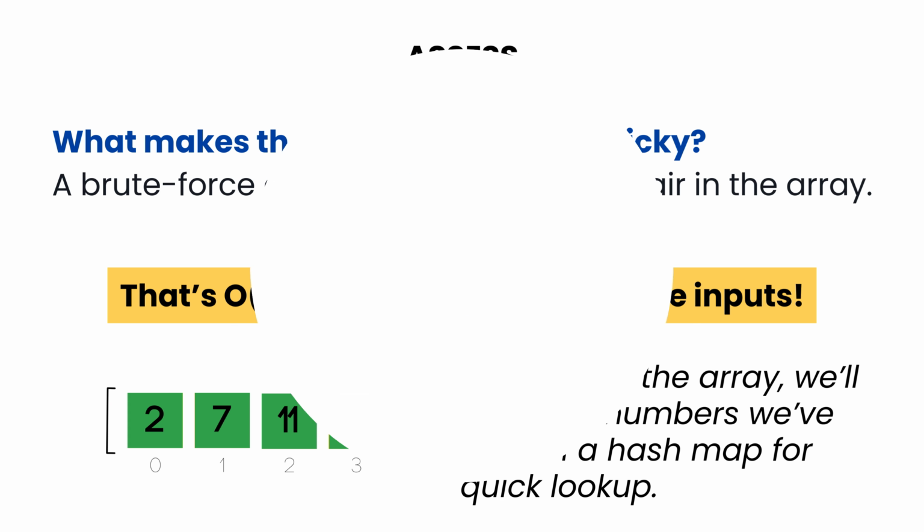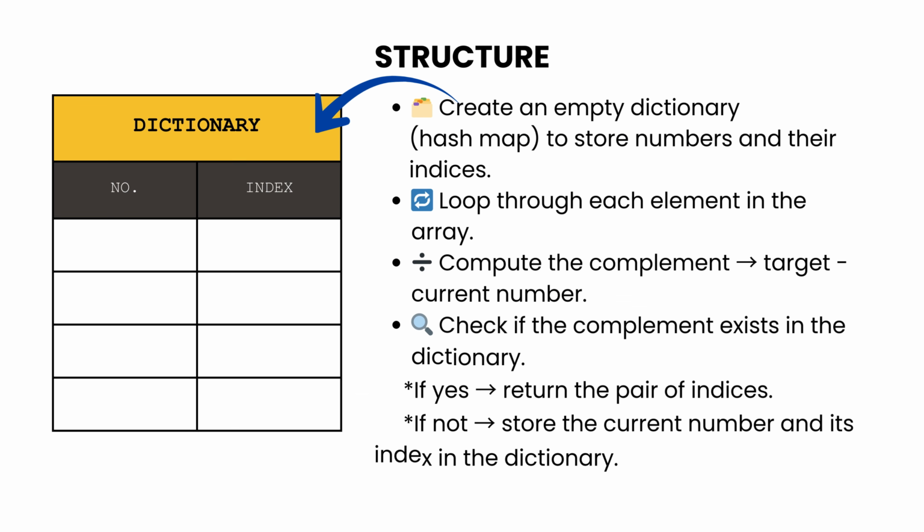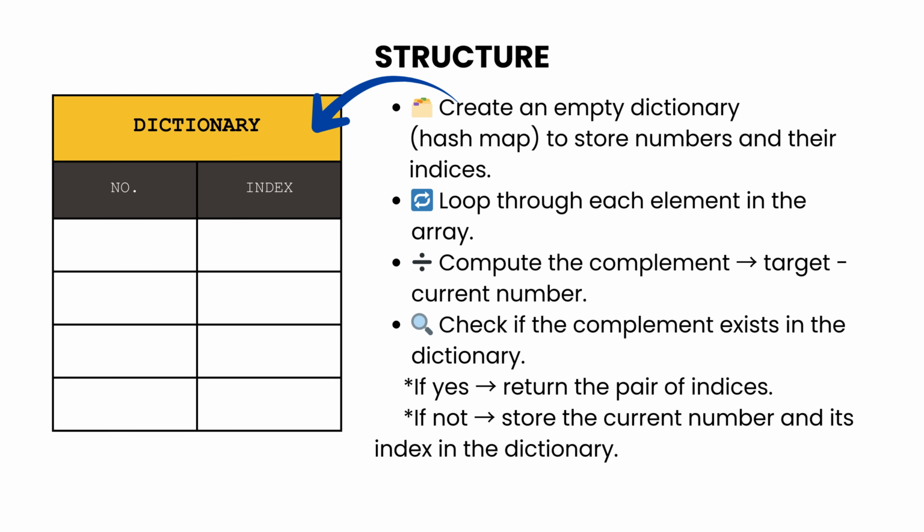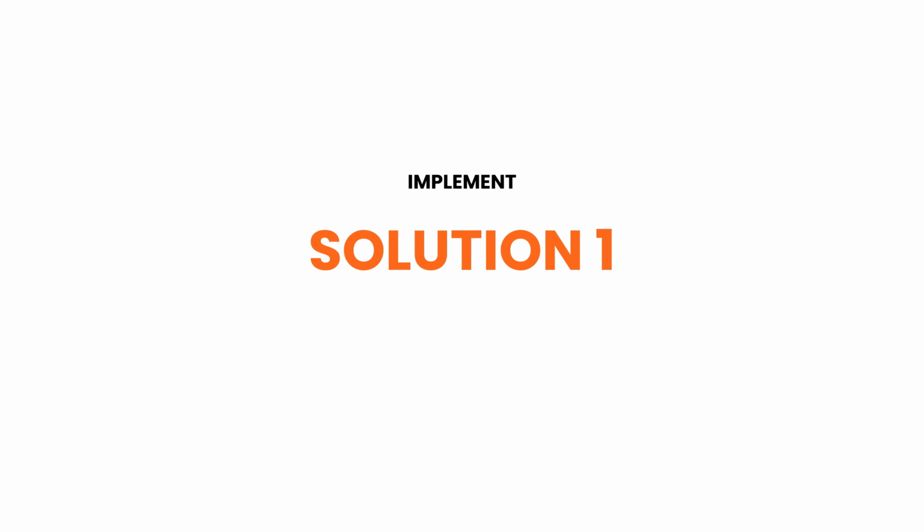Now, let's structure our approach. We'll create an empty dictionary to store numbers and their indices. As we loop through the array, for each number, we'll compute its complement. If that complement is already in the dictionary, we return the pair of indices. If not, we add the current number and its index to the dictionary. Let's try to implement it using solution 1.